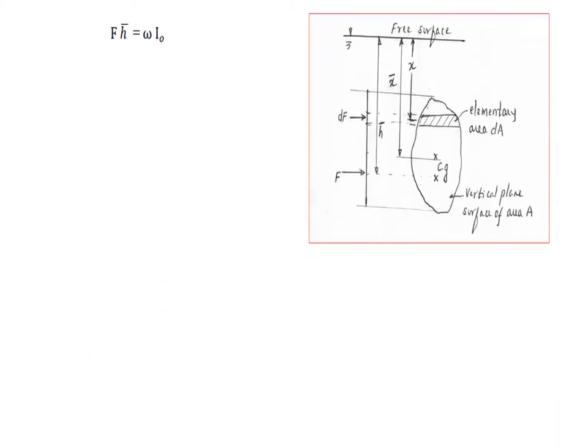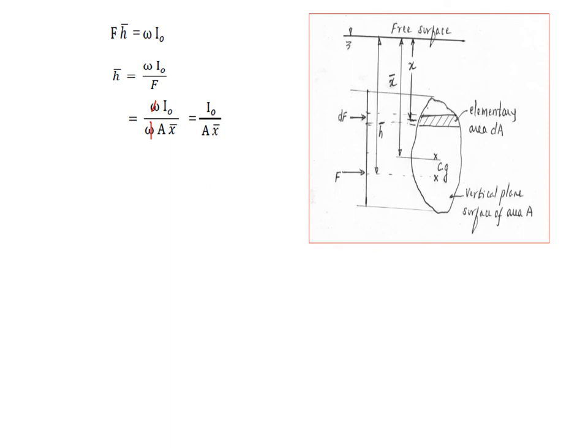So taking the same figure, you know that H bar is omega I naught by F. But we have determined that the total pressure force F should be equal to omega A X bar. So substitute and get omega into I naught divided by omega A X bar. So omega and omega cancel, and you're left with I naught by A X bar.